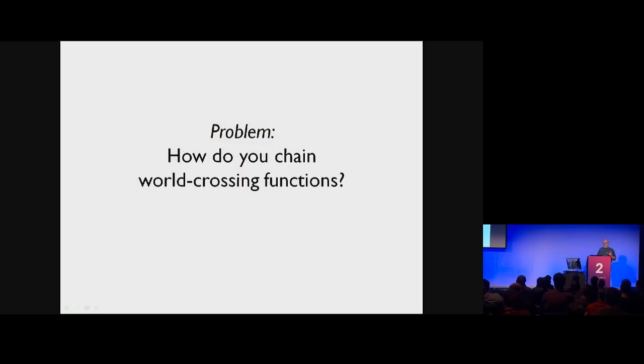This is a really common problem, and how do you chain these things together? So here's some code. It's just a silly little example. You do something, and you get back an X. Let's say that do something is a world-crossing function. It returns an option, say. Well, I can't really do anything with the X unless I know whether it's valid or not. So I have to say, is it something?